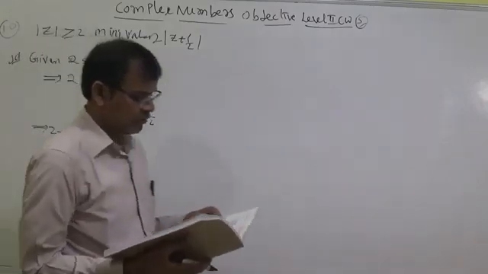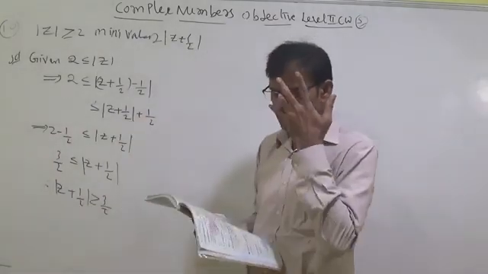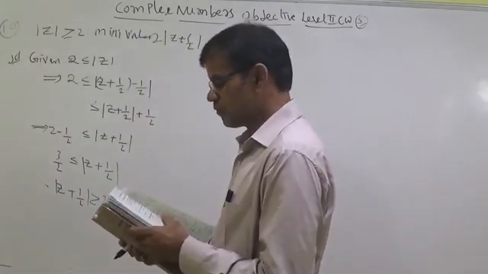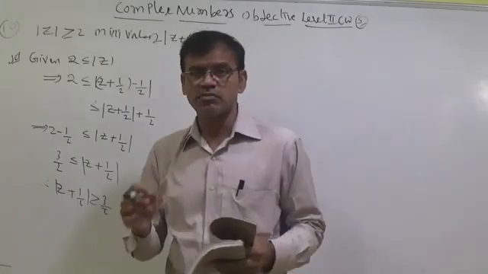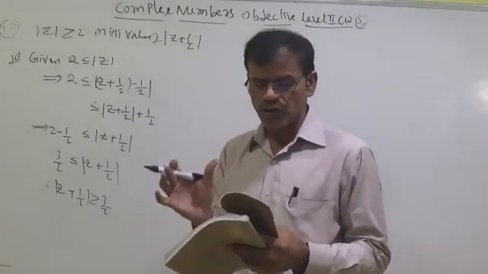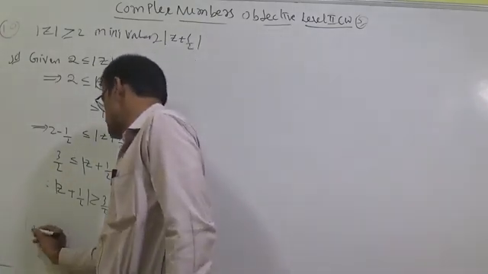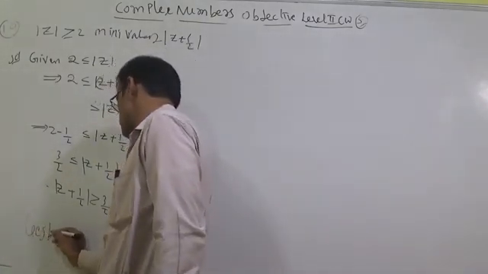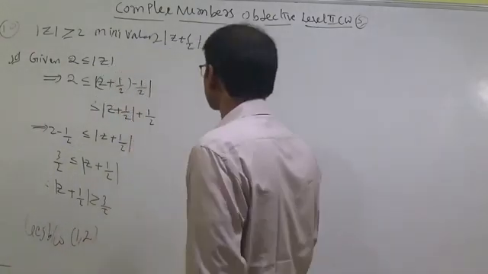So the minimum value of modulus of Z plus 1 by 2 is 3 by 2. So that 3 by 2, according to the options, lies between 1 and 2, because the minimum value is equal to 3 by 2, which lies between 1 comma 2.